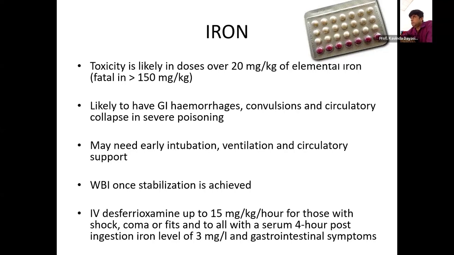During the acute stage, iron toxicity can cause mainly GI problems as well as liver damage, which can result in GI hemorrhages, as well as convulsions and sometimes circulatory collapse and serious liver toxicity. As you all know, iron is not absorbed by charcoal. We have to give whole bowel irrigation as the decontamination and elimination technique. The antidote is IV desferoxamine, which can be increased up to 15 milligram per kg per hour infusion for those presenting with significant complications like shock, coma, or fits.